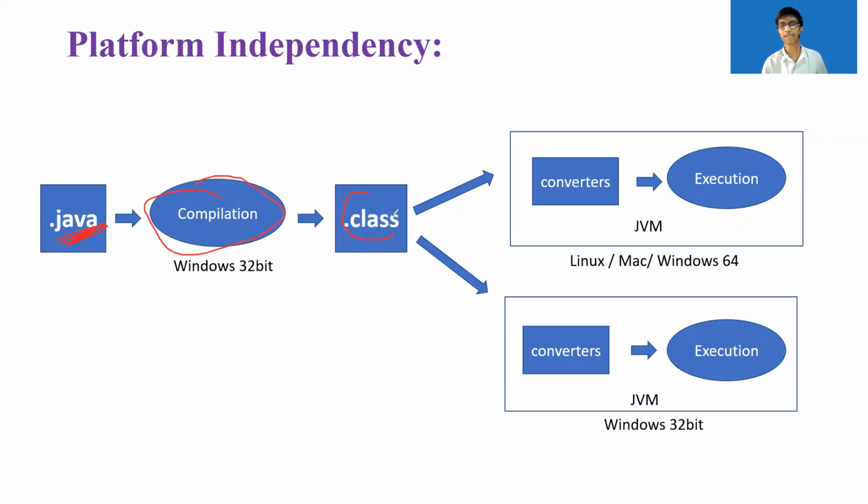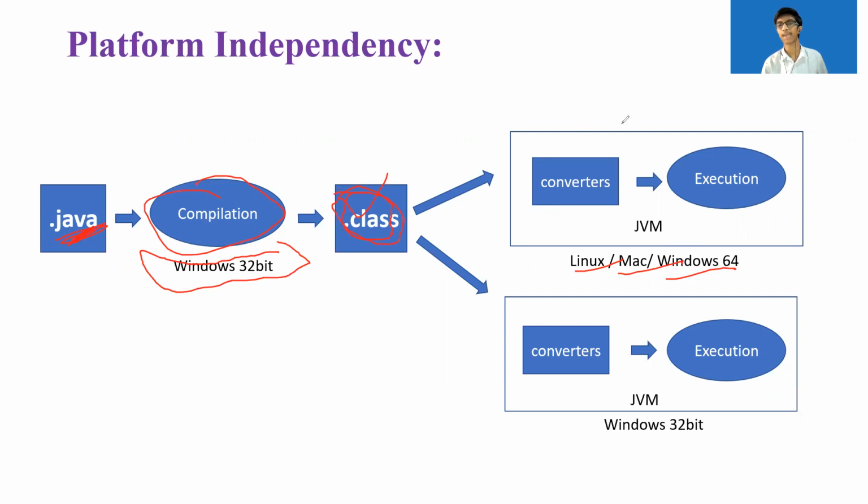A neutral representation of bytecode will be represented in the .class file. Now, for example, if I want to execute on Linux, a Mac, Windows 64, or any other system, it is developed over Windows 32, right? Any other platform I'm going to use, it is going to execute.